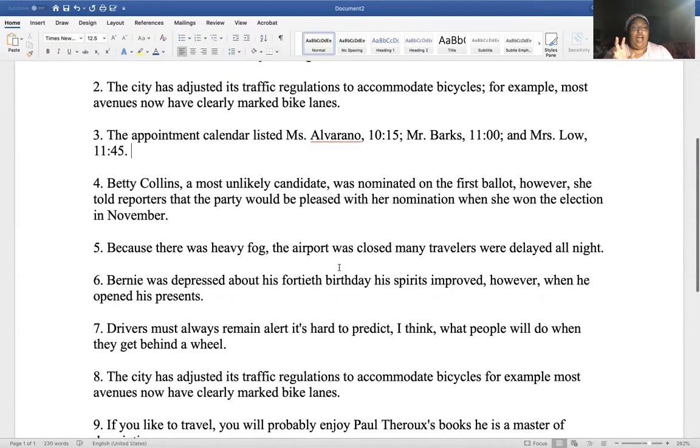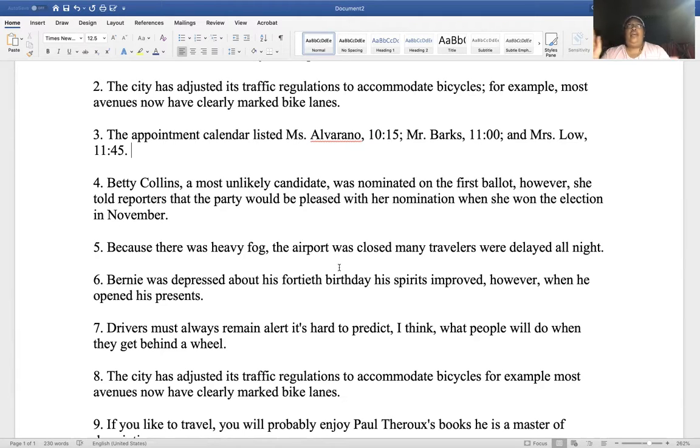Okay. Betty Collins, a most unlikely candidate, was nominated on the first ballot. However, she told reporters that the party would be pleased with her nomination when she won the election in November. Please do not ever turn in a sentence like this to me in any of your essays. For then a fairy will weep. There will be volcanoes erupting, earthquakes, I better not say that, it's 2020. But you get my drift. Even just looking at it makes the hair on my arms stand on end.